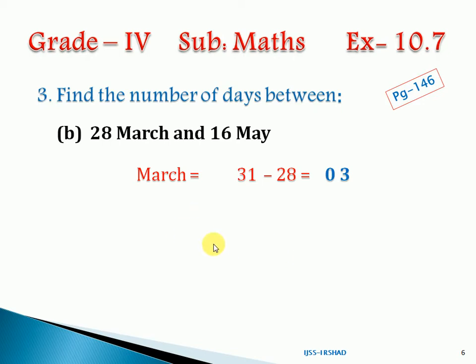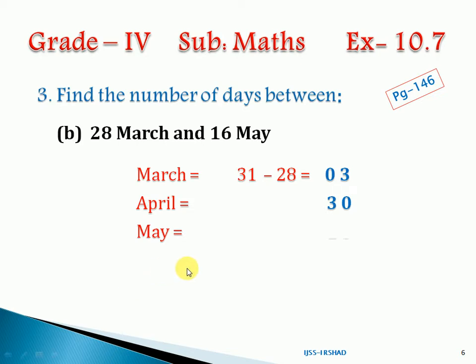And after March, which month will come? After March, April will come. So you can write it here, April. For April, we have to take the total number of days, because we have to go into the month of May. In April how many days are there? Use your knuckles: January, February, March, April. It is coming in the lower region, so 30 days. You can write 30 days for April. Then May. So write here May. And May, you know how many days are there?